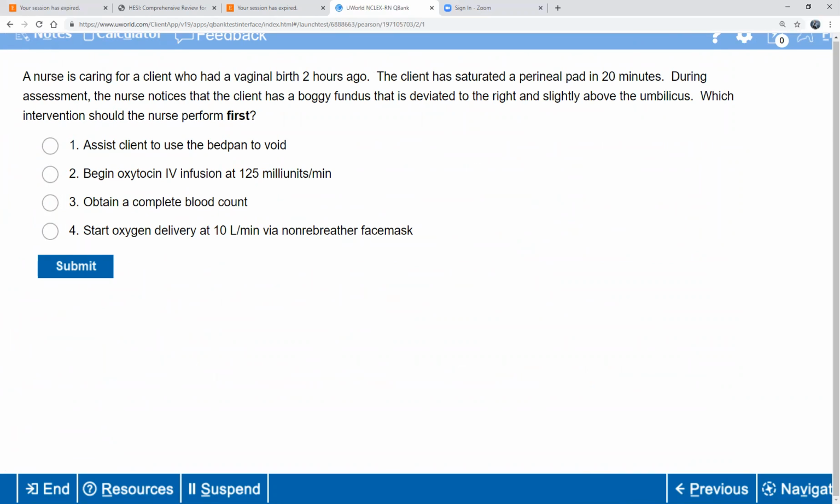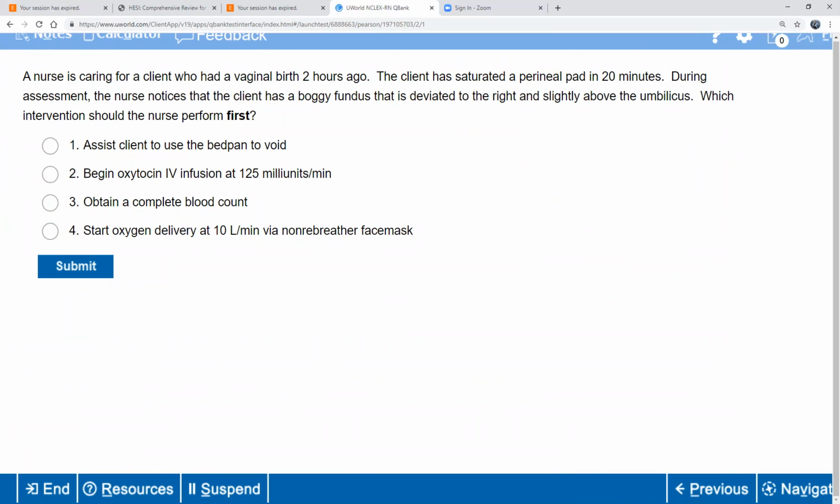A nurse is caring for a client who had a vaginal birth 2 hours ago. She delivered a baby 2 hours ago. The client has a saturated perineal pad in 20 minutes. During assessment, the nurse notices that the client has a boggy fundus that deviated to the right and slightly above the umbilicus. Which intervention should the nurse perform first?